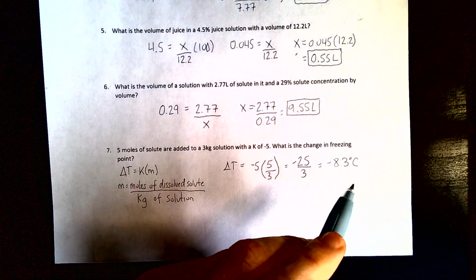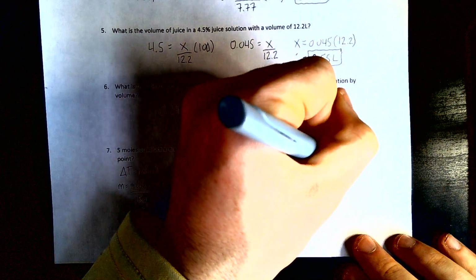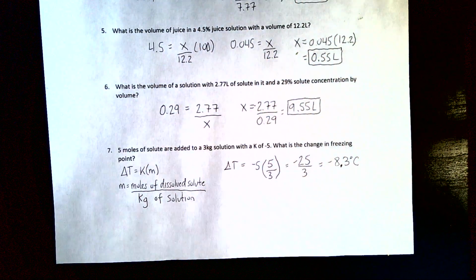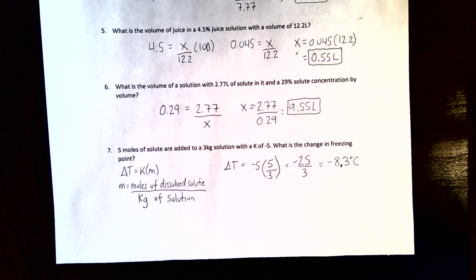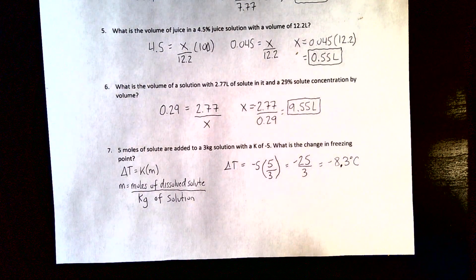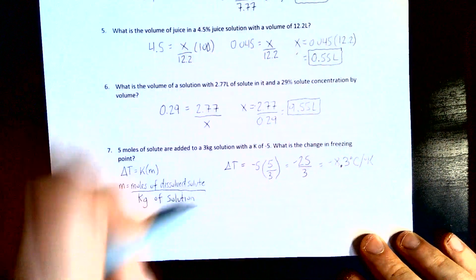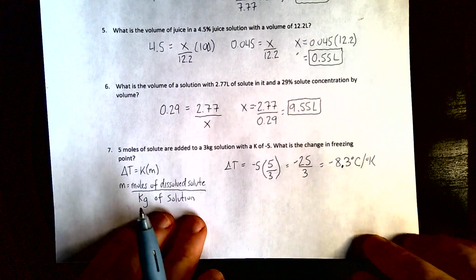The degrees here can be Celsius. They can also be Kelvin. Celsius and Kelvin have the same magnitude. They're the same size temperature scales. They're just offset by where the 0 is. So you can put whatever you'd like here.